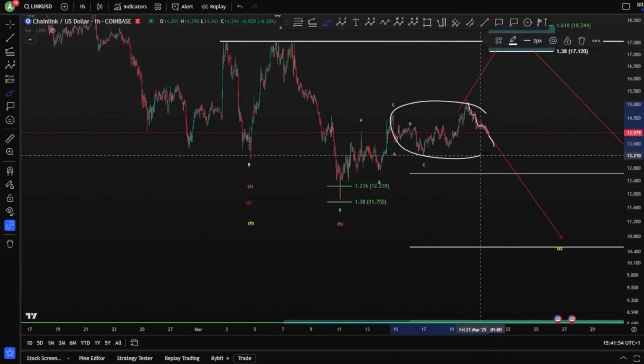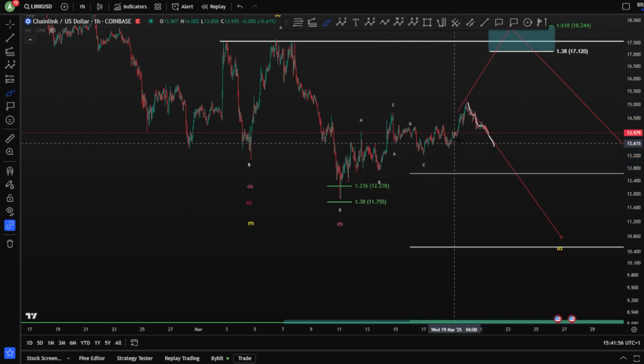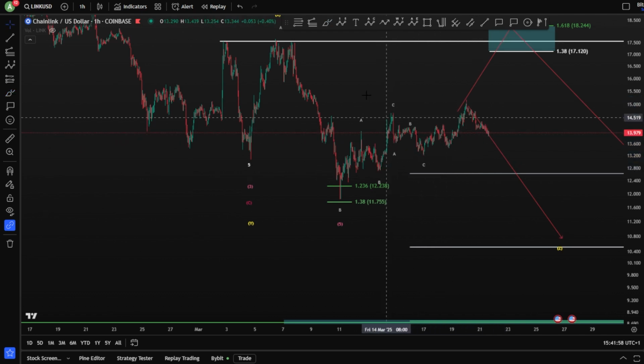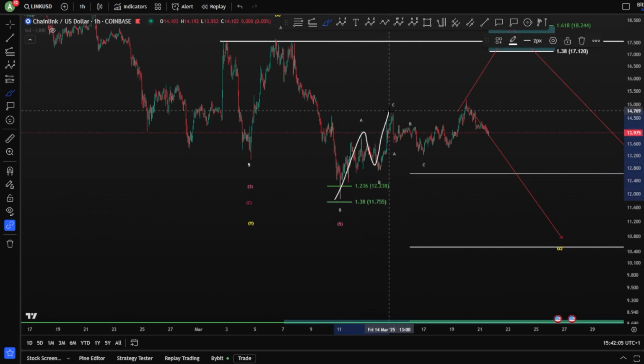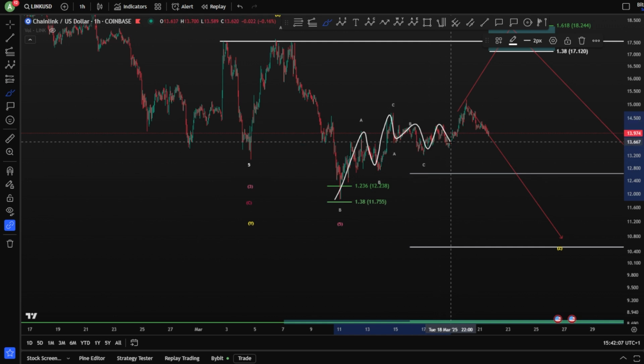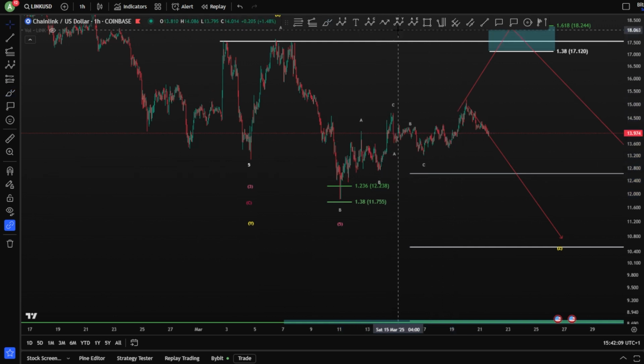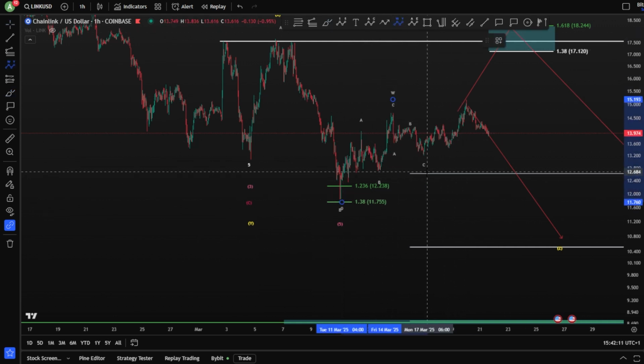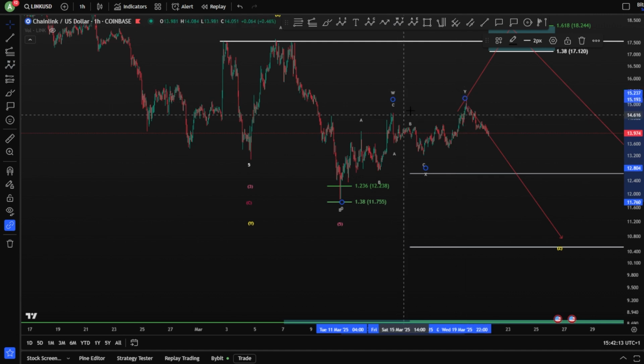However, as you can see, your wave 2 in time is huge in comparison with wave 1, meaning less possibility for this scenario, right? Higher possibility that we are corrective, three ways toward the upside, three ways down, three ways up, WXY very simply. So WX and a Y. This is the highest potential here.